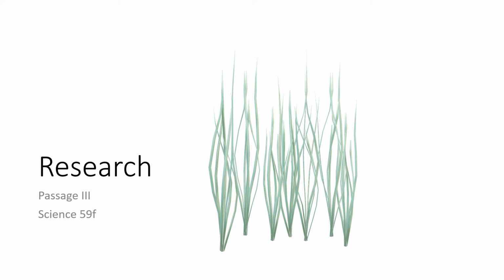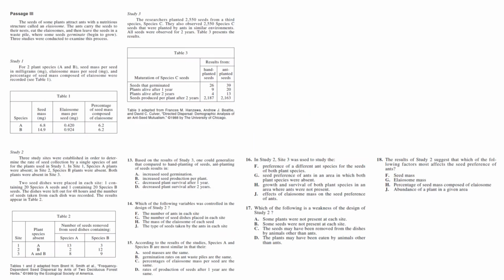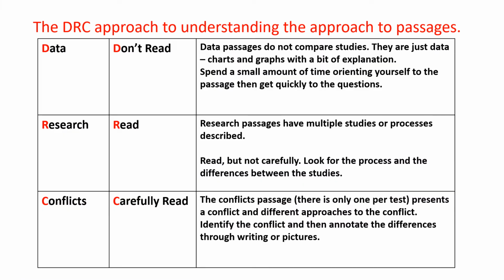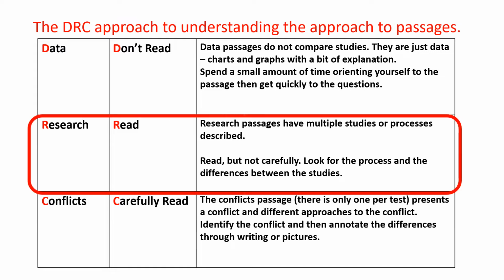This passage is a research passage. It's passage 3. We know it's research because it's comparing study 1, study 2, study 3. For research passages in our DRC approach, we're going to read, but not carefully. We're just going to read lightly, skim the details, and look for the process and the differences between the studies.